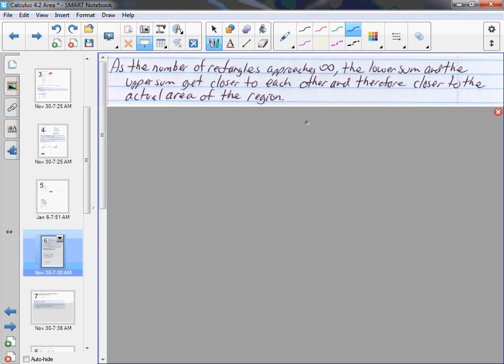Now, as the number of rectangles approaches infinity, we put more and more rectangles in there. The lower sum and the upper sum have to get closer together, don't they? They have to get closer to each other because they're becoming better approximations. So therefore, they are becoming closer to the actual area of the region.